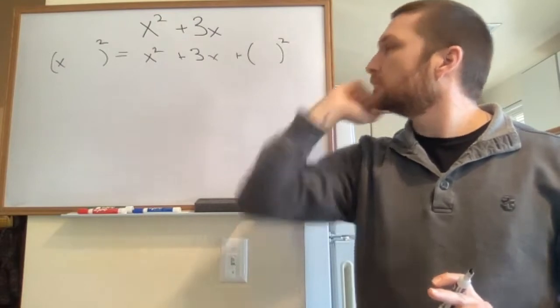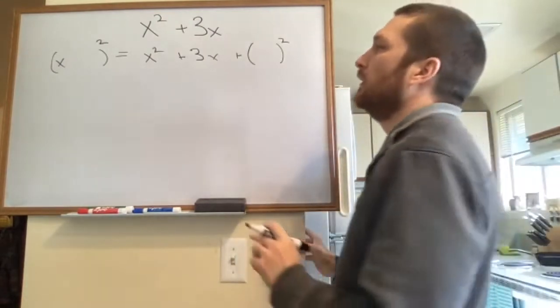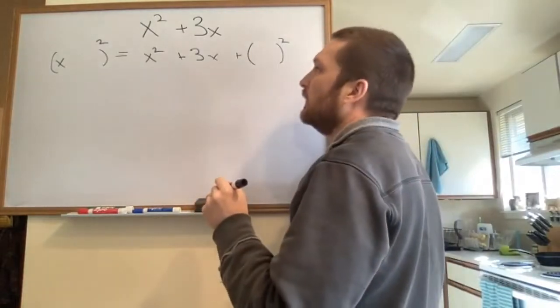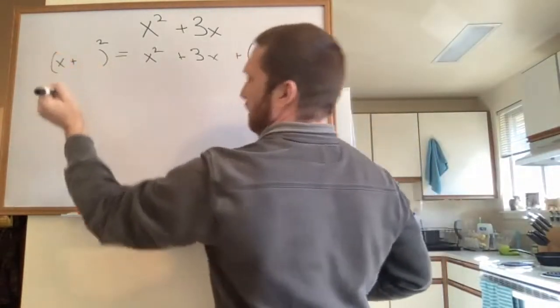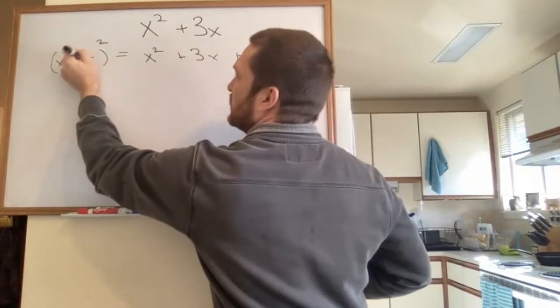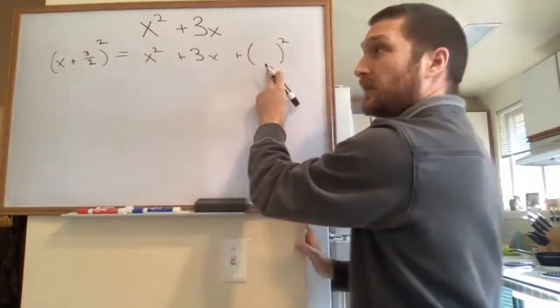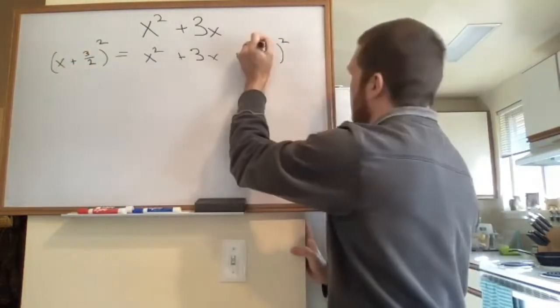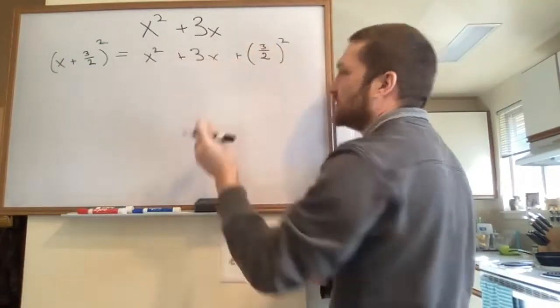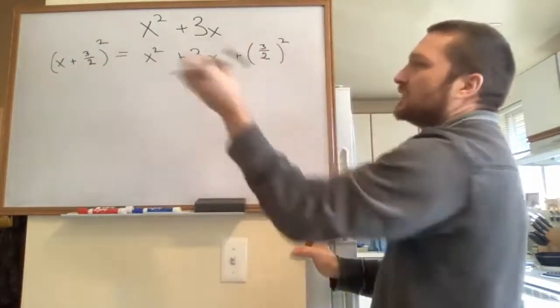Okay, three over, so I guess it's plus 3 over 2. Plus 3 over 2 goes in there, and what goes in here? 3 over 2. 3 over 2, it's the same thing, right? First, outer, inner, last. Yeah, that's what the last means.